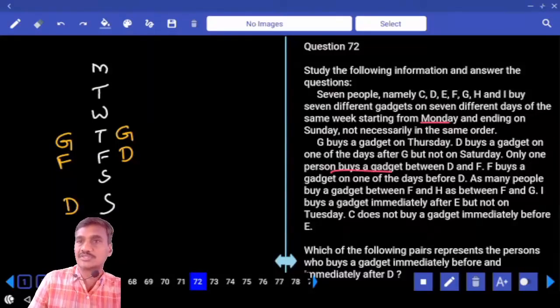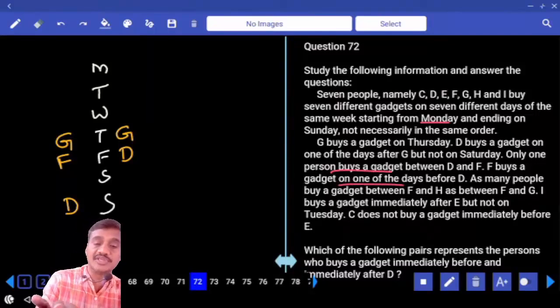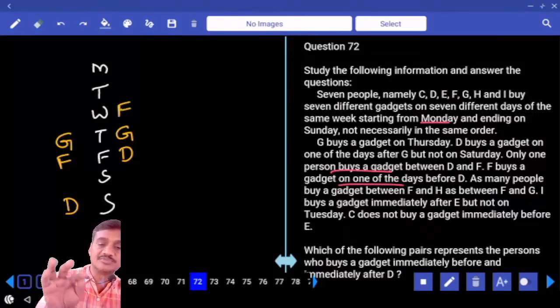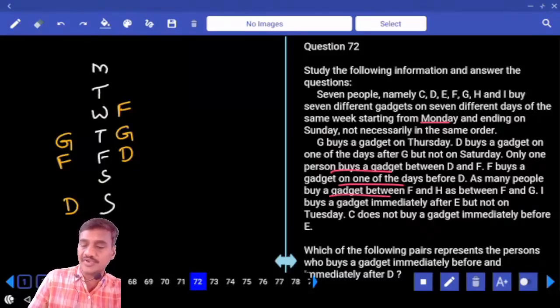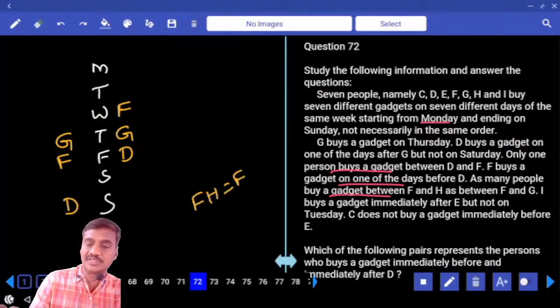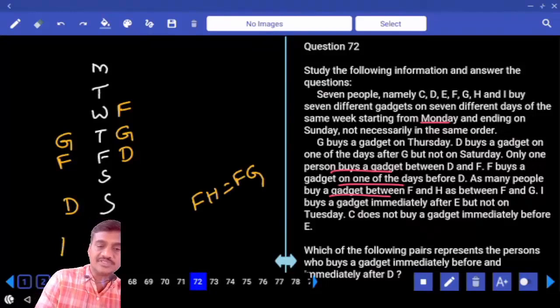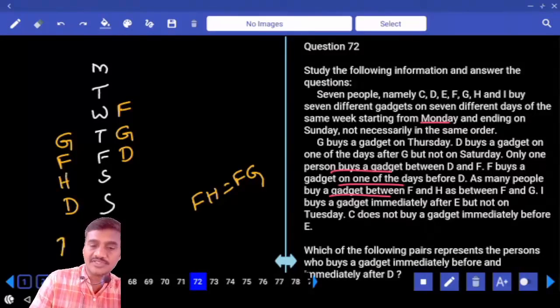In the second case, there are 2 possibilities. F can be either on Wednesday or Sunday. And F buys a gadget one of the days before D, so F must be on Wednesday in the second case. And as many people between F and H as between F and G. Now here F and G are adjacent, so F and H must be adjacent.